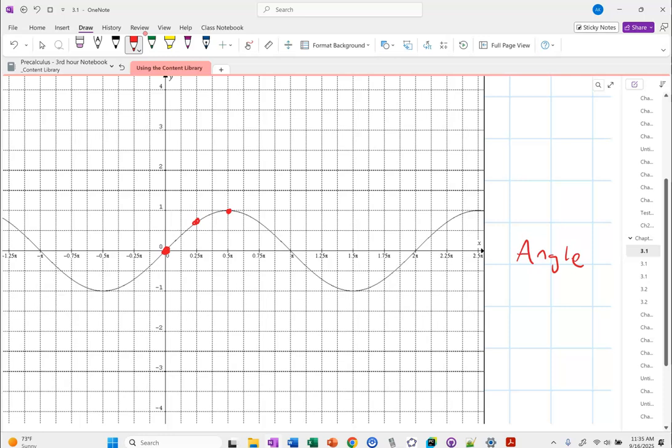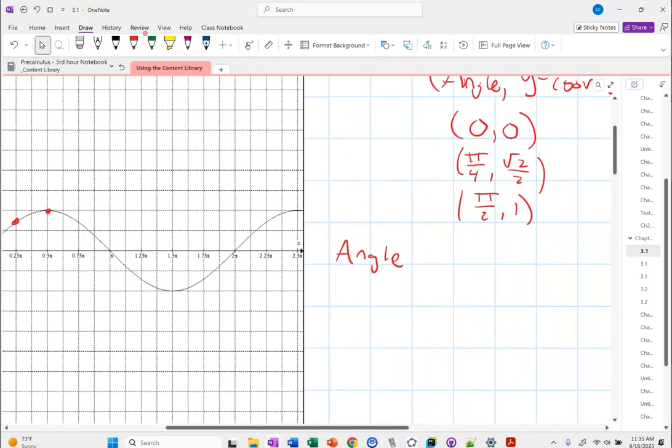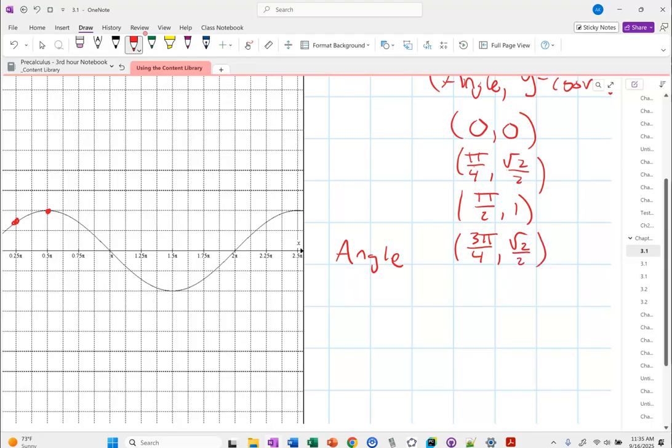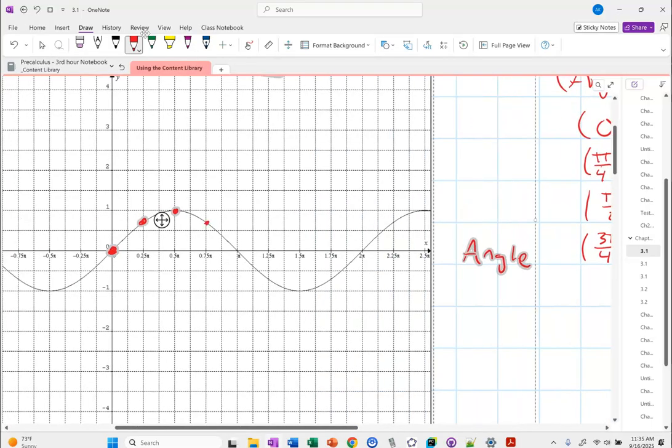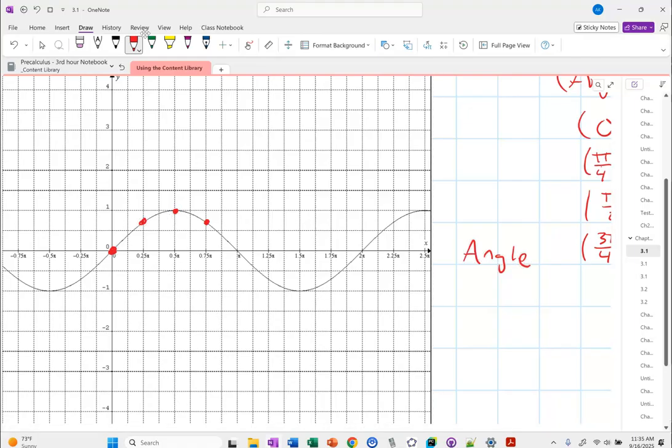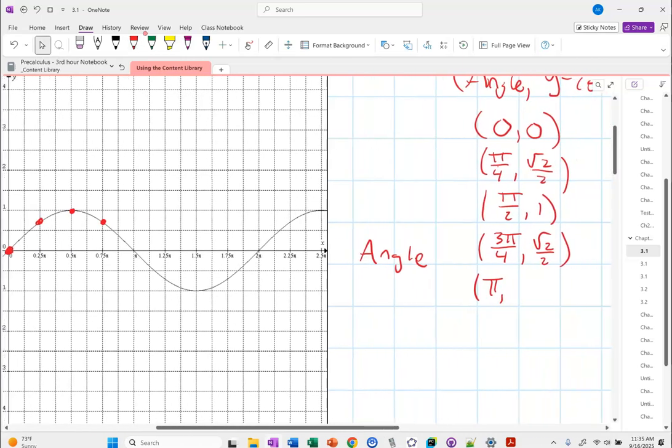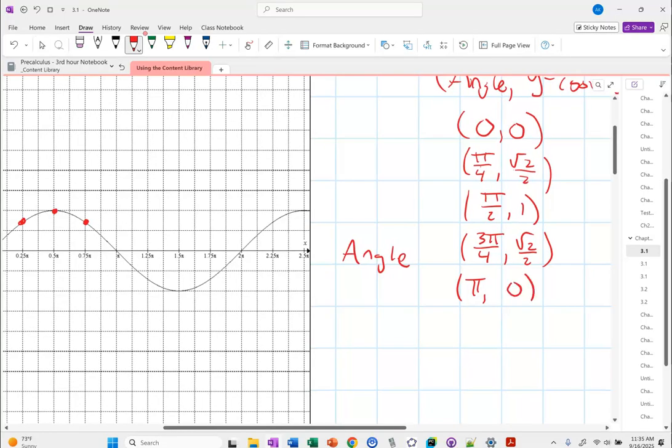If I go to 0.75 pi, that's 3 pi over 4. Find 3 pi over 4 on your unit circle and read me the y-coordinate. Root 2 over 2, which again as a decimal is 0.707. Everybody's okay with this? Okay. The next spot I need is pi. Find the angle pi on your unit circle and read me the value for sine. 0.